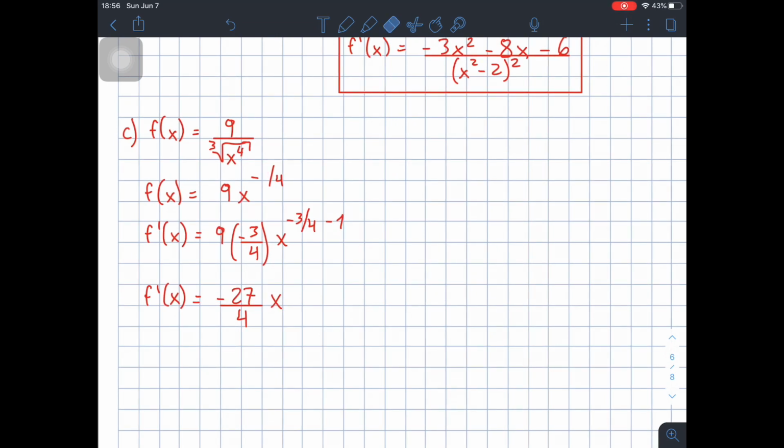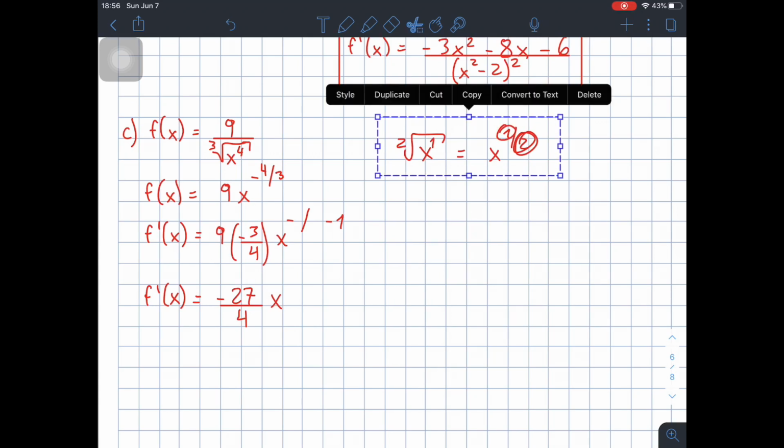It should actually be 4. Sorry, I told you the other way around. This should be to the power of 4/3. Yes, because the square root of x, remember, it's x to the power of 1/2. So the index is in the denominator and the exponent is in the numerator. Sorry for the confusion there.